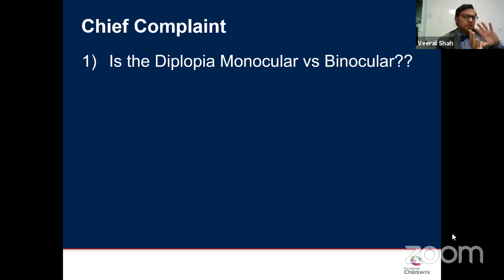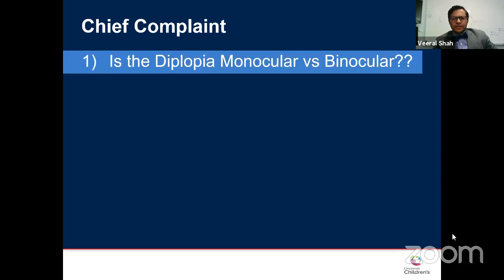You can send them to an ophthalmologist. But if you see binocular double vision, that's your realm, as a neurologist or a neuro-ophthalmologist. It's a subtle point, but you really have to ask them for both eyes, because if you just do one eye, you'll go down the binocular double vision etiologies. So that's the first question.